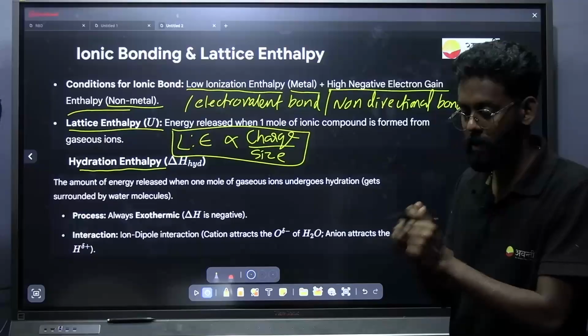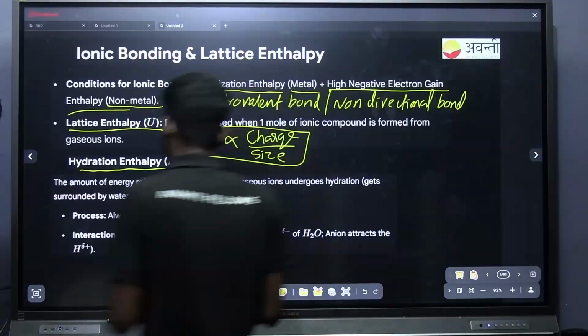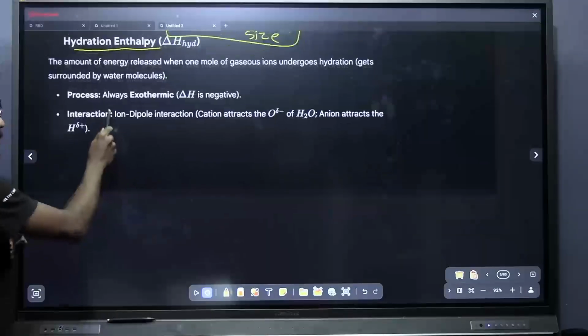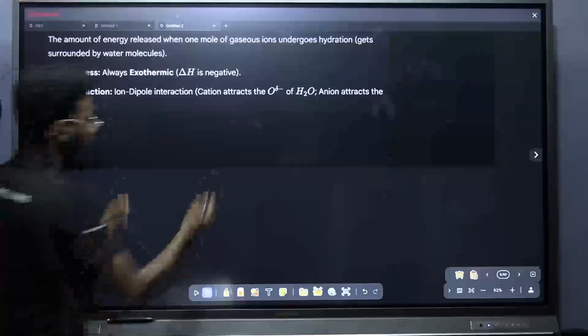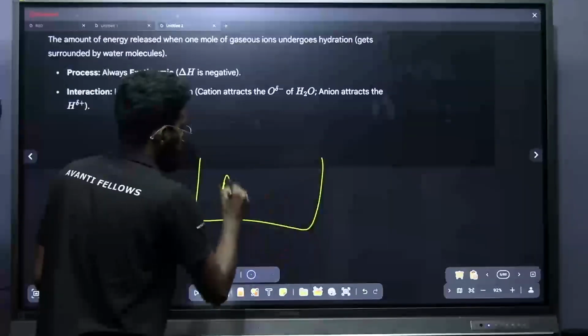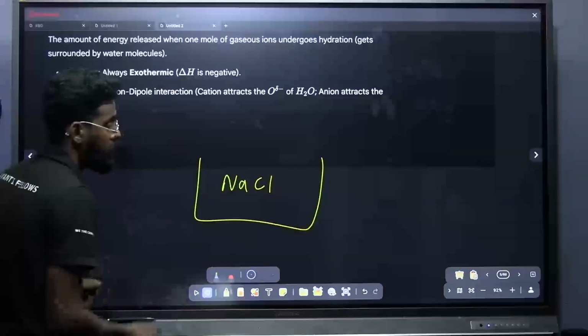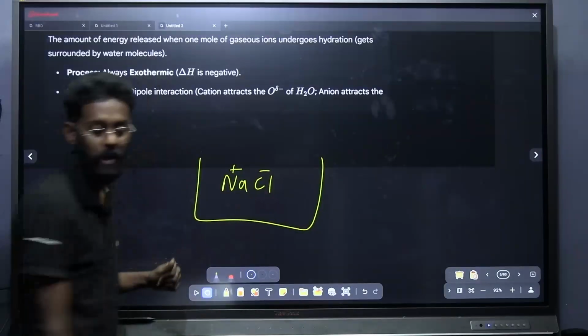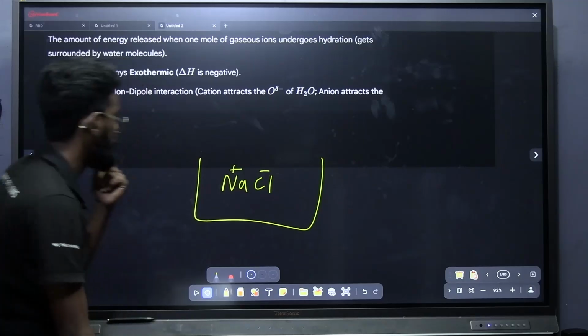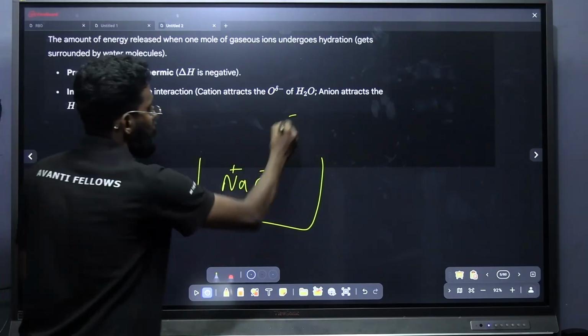I will explain hydration energy with an example. Suppose I have an NaCl compound. This is an ionic compound, right? It has Na plus and Cl minus ions. Now I am going to add water into it.